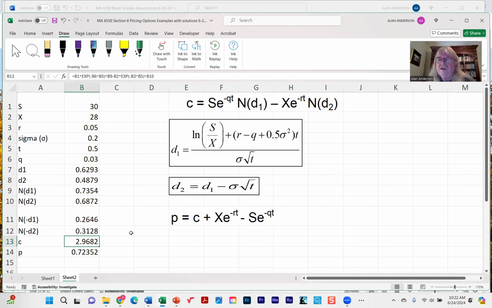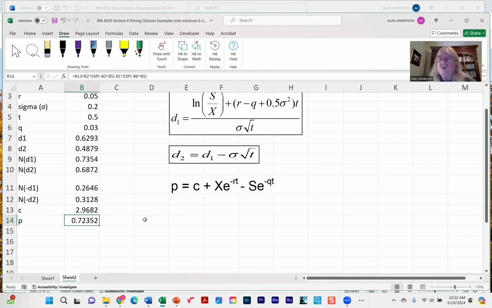So the call is about $3. The put is about 72 cents. And that's, of course, because it's out of the money by $2. The price, by the way, these prices can't ever be negative. Otherwise, there'd be an arbitrage, as you can imagine.